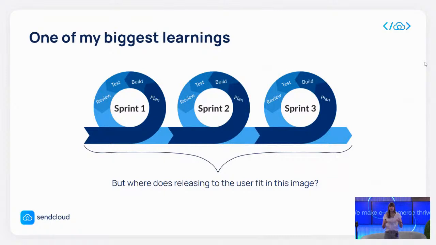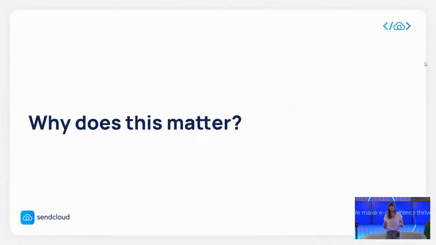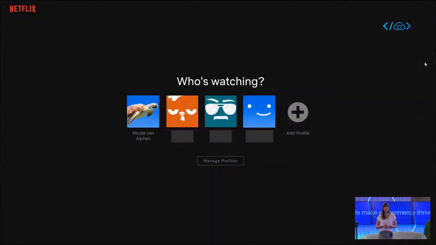But this way of working raises one main question. Where does releasing to the user actually fit in this image? What's an appropriate time to release to the user? You may wonder now, why does this matter? Well, it actually does, and let me show you that with an example.